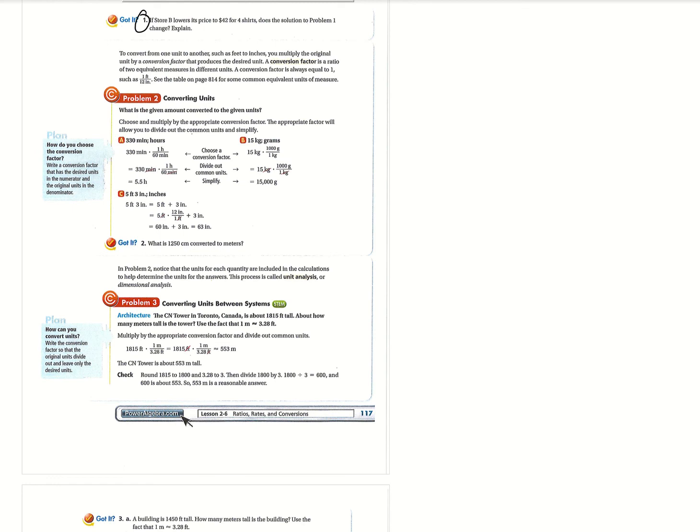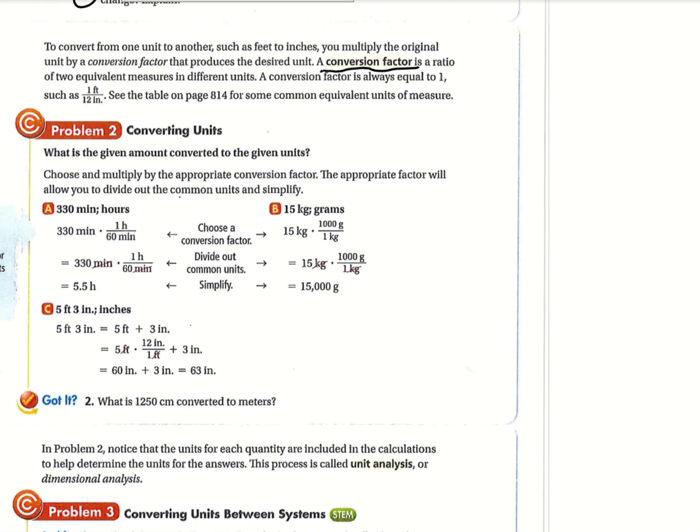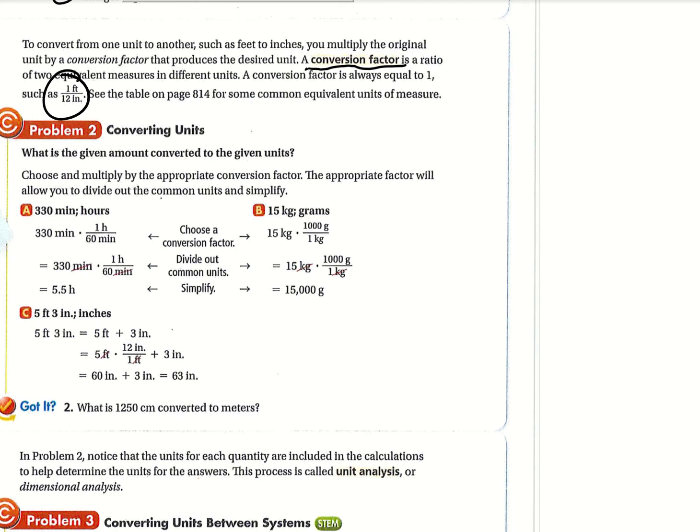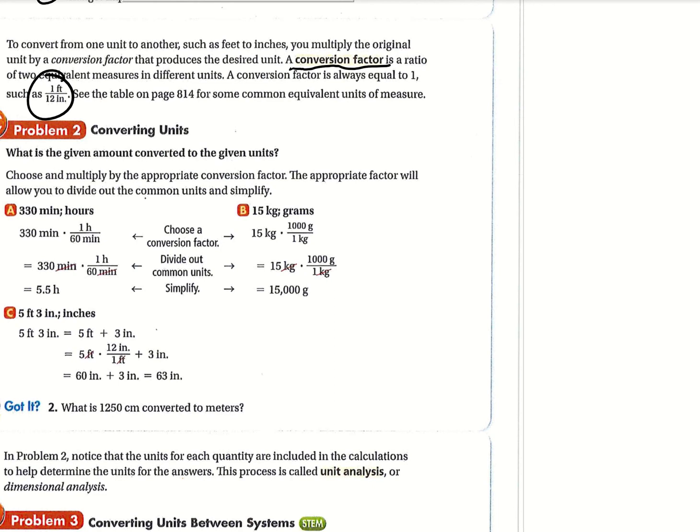All right, so once you've done that got it example, the next really important piece is this conversion factor. All right, so conversion factor, and I'll zoom in so you can see it. But a conversion factor is a ratio of two equivalent measures in different units. And that conversion factor is always equal to 1. So an example of this they have right here, it's 1 foot over 12 inches. All right, that is equal to 1, right? Because 1 foot and 12 inches are the same thing.